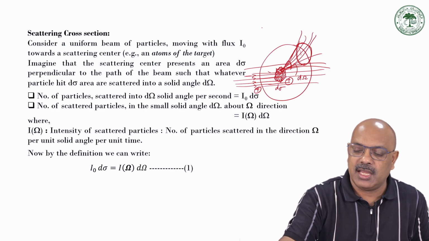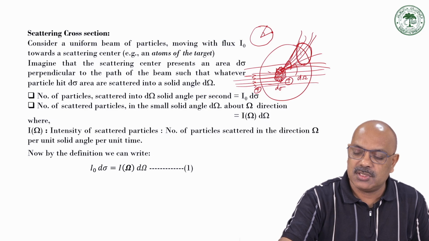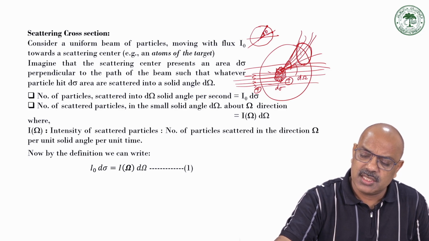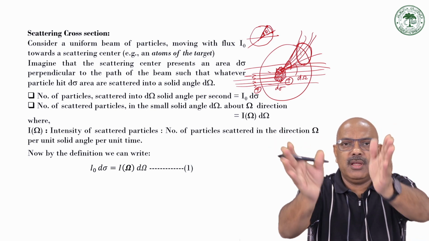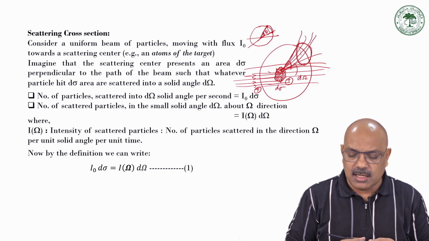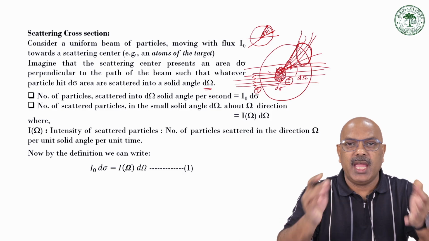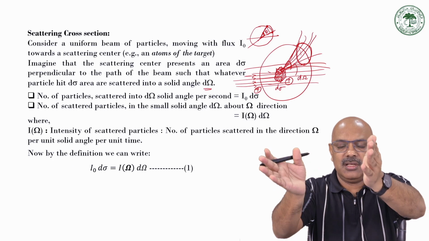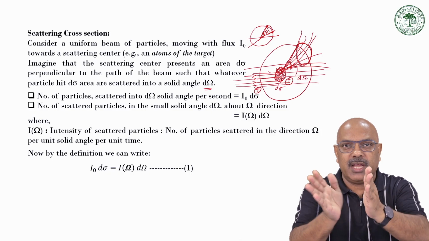Solid angle is nothing but, like in your circle, this angle theta is if a particle goes from this position to this position, or deviates from this angle to this angle. Similarly, if you have a sphere, then this is going to be a kind of cone. This is the solid angle. So d omega is the element of that solid angle, where omega is the direction in which the particles are being scattered.